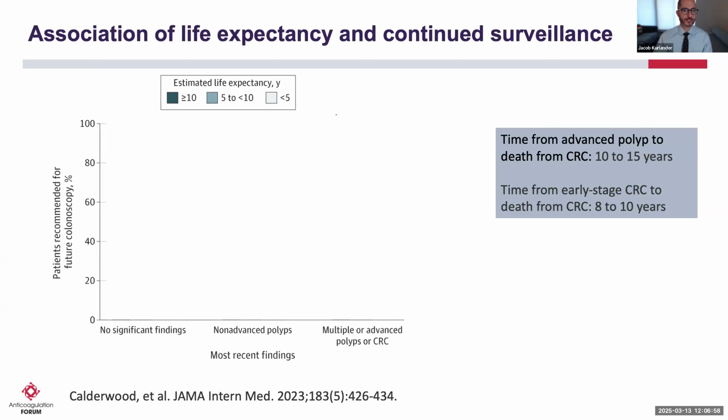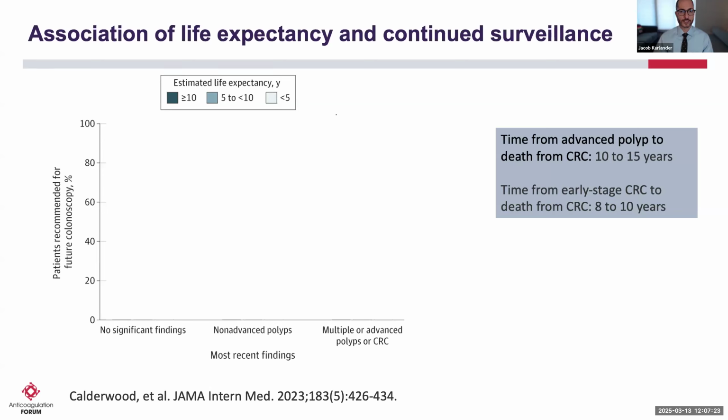They looked at all patients in New Hampshire over 65 who were getting an index colonoscopy. And then they looked at those patients who had a recommendation afterward to either stop getting colonoscopies or to continue getting colonoscopies. And they stratified those results based on expected life expectancy using the Elix-Hauser score and based on the findings of the index colonoscopy.